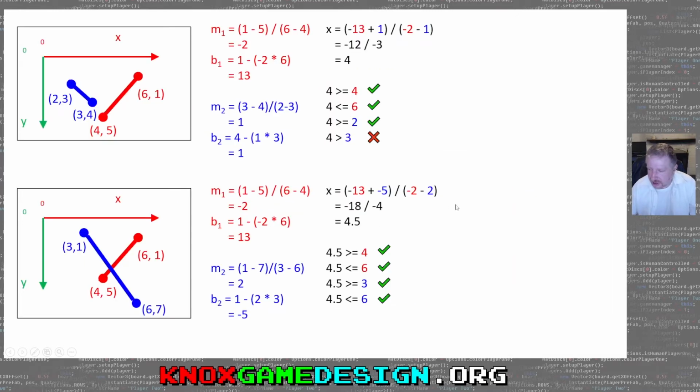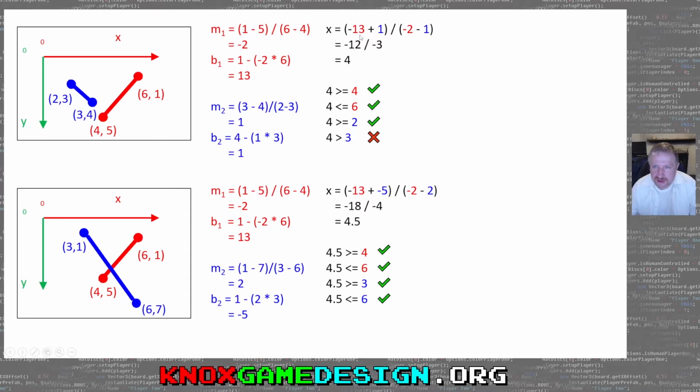Here's a couple of examples. The first line segment goes from 4.5 to 6.1, and the second line segment goes from 2.3 to 3.4. We do the math, y equals mx plus b, so we get m1 equals minus 2 for the first line, and b1 equals 13. I think that's actually the same line as in the previous example. For the second line, we get a slope of 1 and a y-intercept, the b2 value, of 1. So what we're going to do is calculate the value of x.